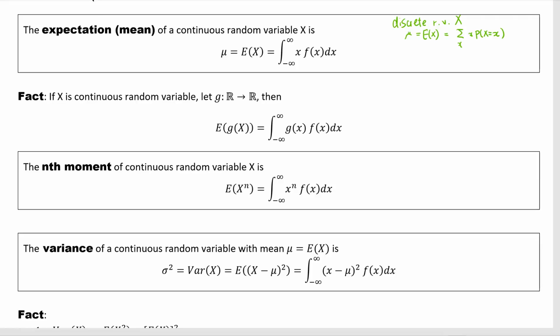And furthermore, if X is a continuous random variable and g is a function from R to R, then you basically just replace x by g of x. That's similar to what we had before, just replacing the sum by the integral. And then for the nth moment, we have x to the n here. And for the variance, similarly, we have the integral of (x minus mu) squared.